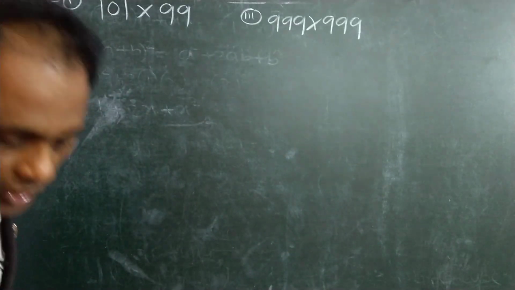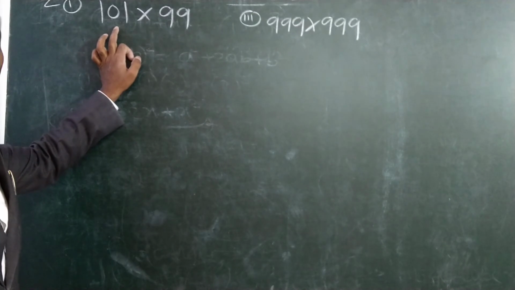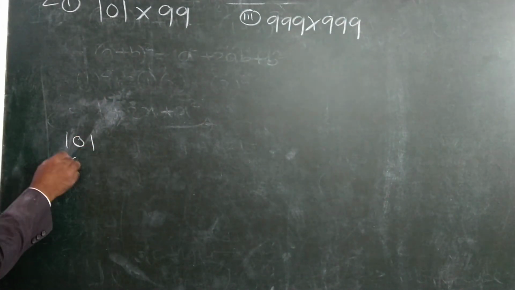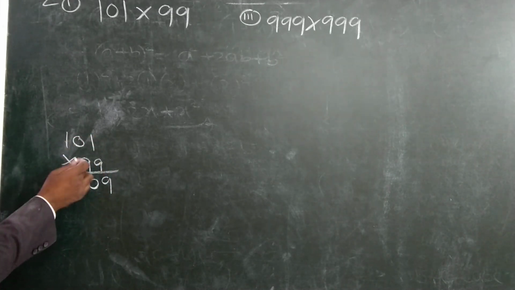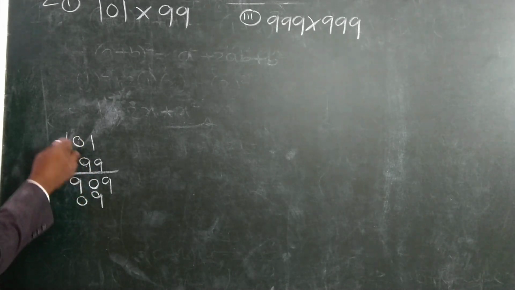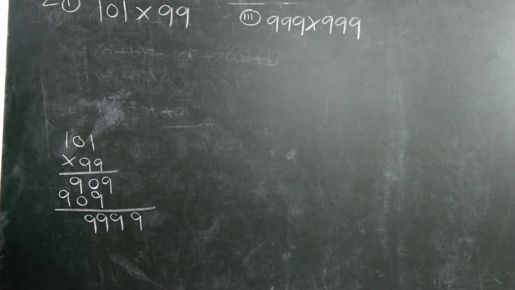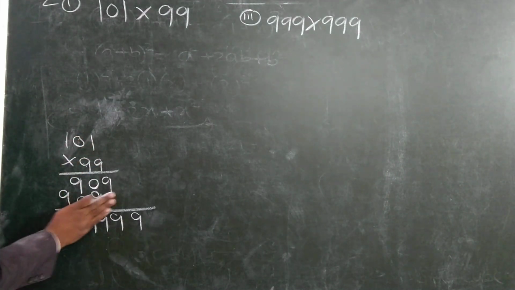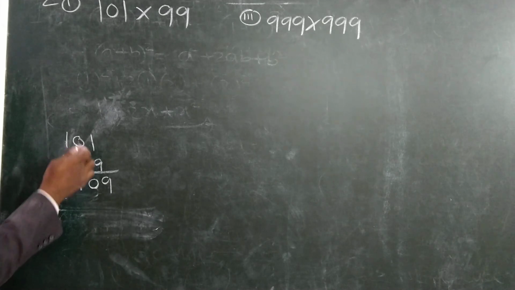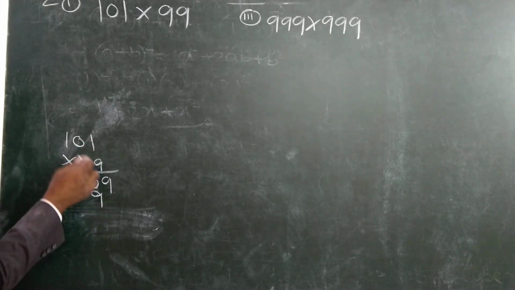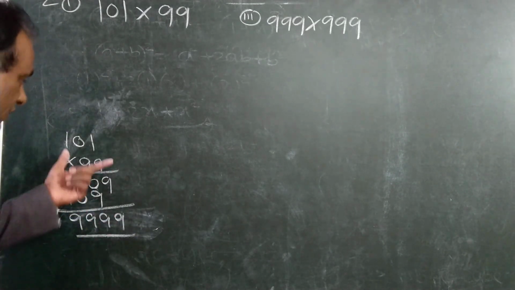See here, you know how to multiply this. You know 99 into 101, you know how to multiply. See here, 101 like this, 99, 9 ones are 9, 900, 9 ones are 9. So what is the answer? 9999. Correct? So correct, 9999. This is the answer. So this is the actual multiplication.